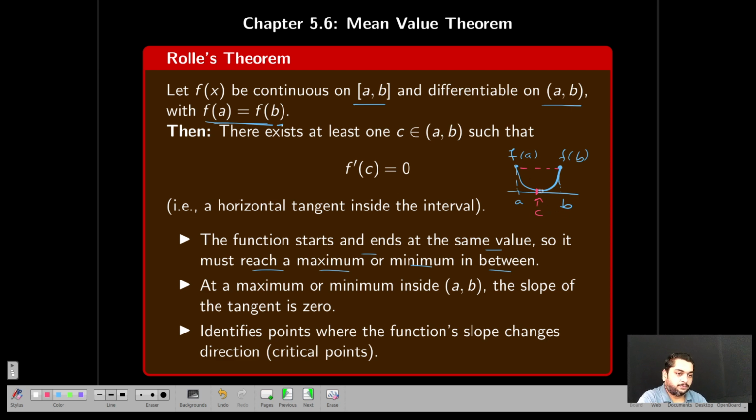If you observe this curve, this is definitely a minimum for this function in this given interval a comma b. At a maximum or minimum inside a comma b, so open interval, that means excluding these end points, the slope of the tangent is 0. So the slope of the tangent at at least one point is 0. So this is 0, horizontal. So it helps us to identify where the function slope changes direction. So those are the critical points. That's Rolle's theorem.